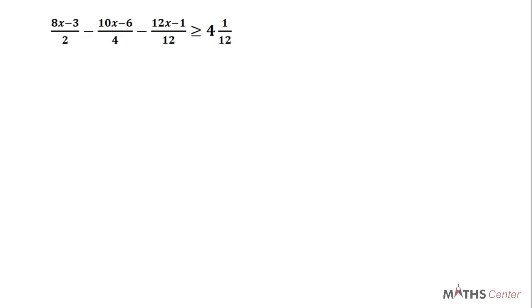So how do we solve this? As I said in the previous videos, the first thing you need to do is to identify the fractions. So here the fractions are this, which is 8x minus 3 divided by 2, 10x minus 6 divided by 4, 12x minus 1 divided by 2, and 4 whole number 1 over 12. So what you have to do here is that since we have a mixed number or mixed fraction, you have to first convert this to an improper fraction. So that's the first thing you need to do.